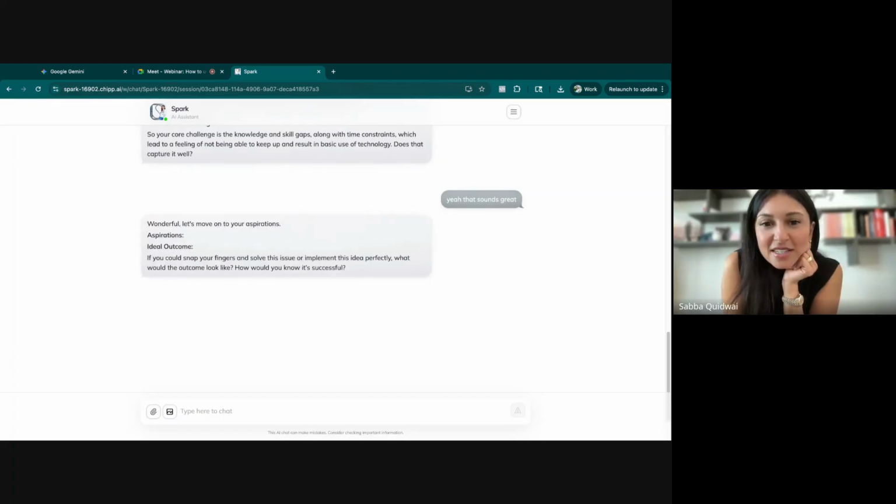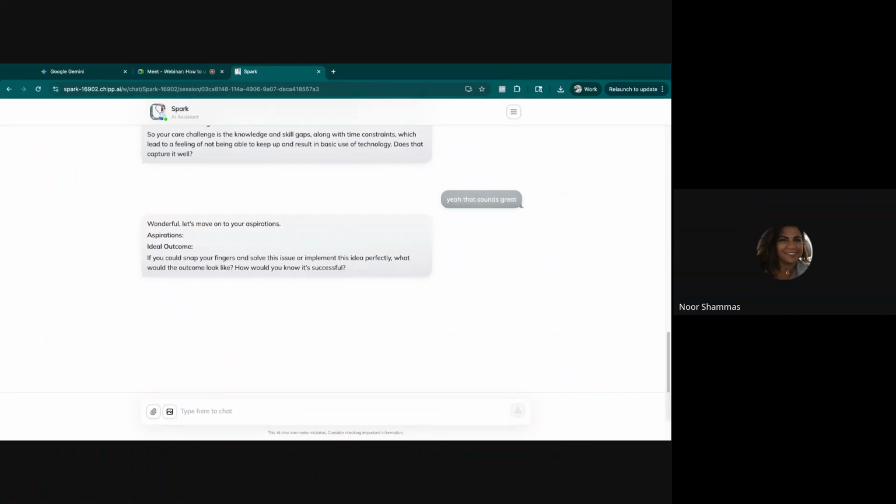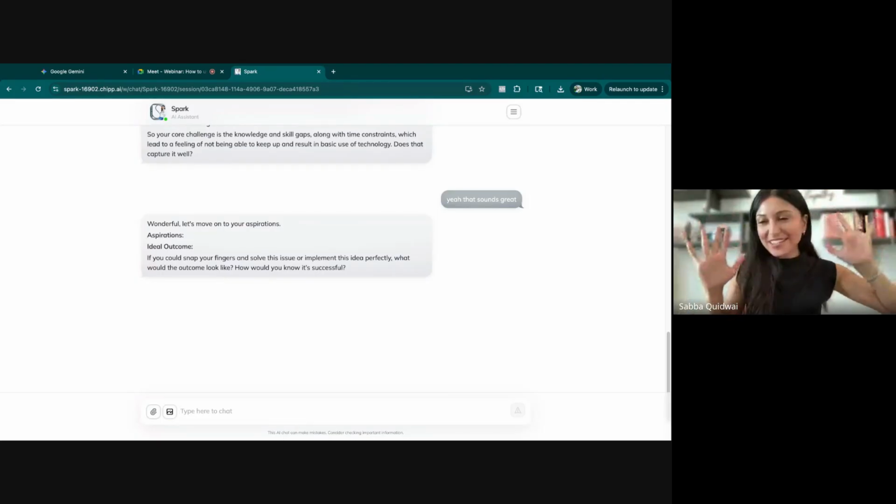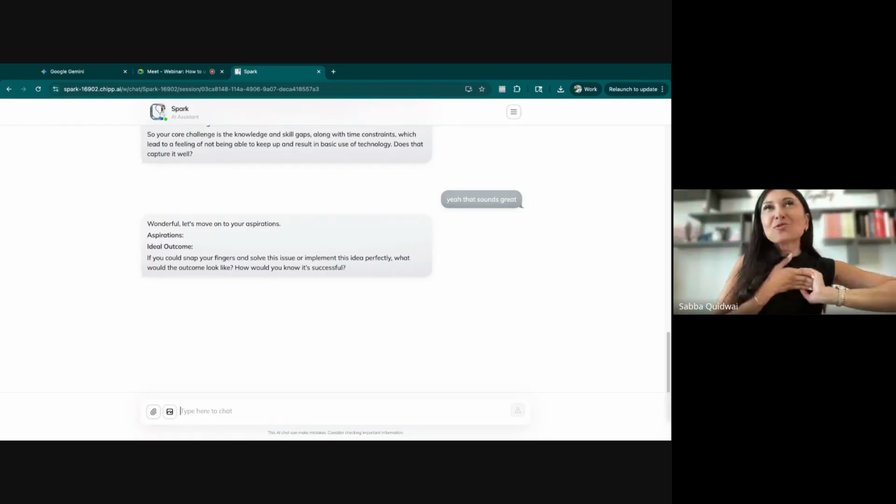Now it's going to say, if you could snap your fingers and solve this, what would it look like to make you feel like you were successful? Oh, that's a good question. That's what I've been grappling with. And this is your dream world. It doesn't even have to be so practical. Like, in my dream world, I would walk in and I would see this, or I would hear this, and things like that.